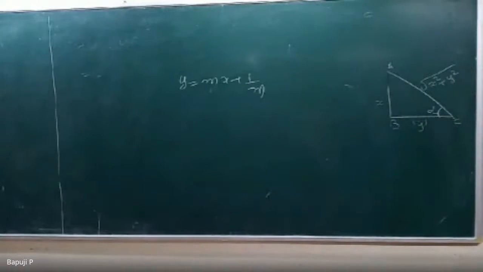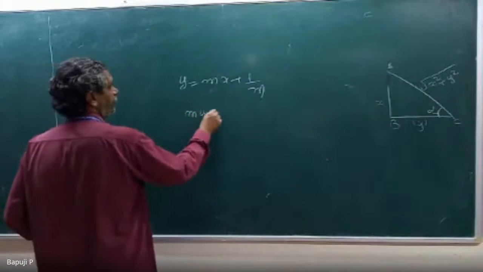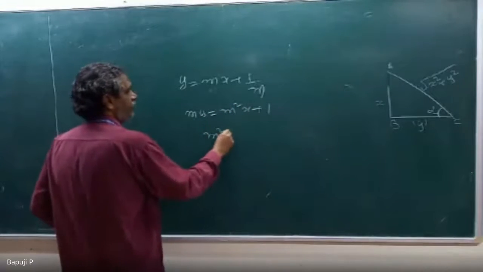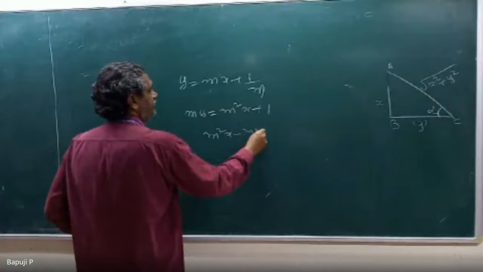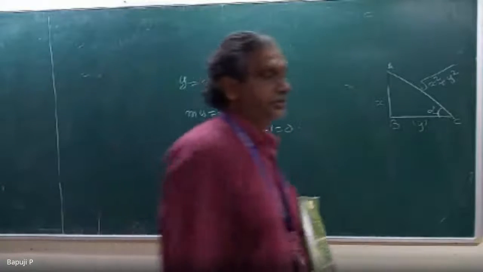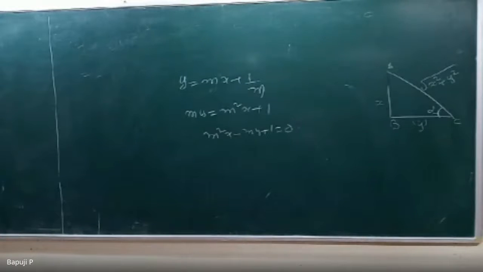Who will come and tell me? You can make this from m square x minus my plus 1. So this is what? Quadratic in m or not? So the whole thing is quadratic in m. Now who is A? x. Who is B? Minus y. Who is C? 1.